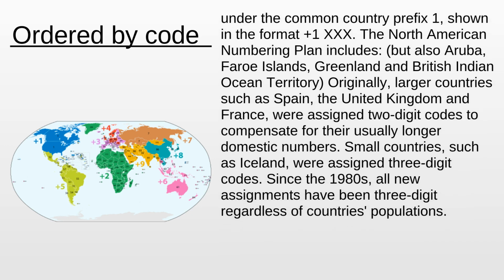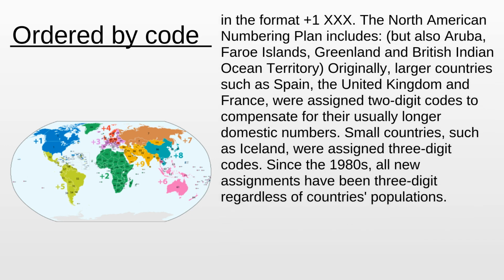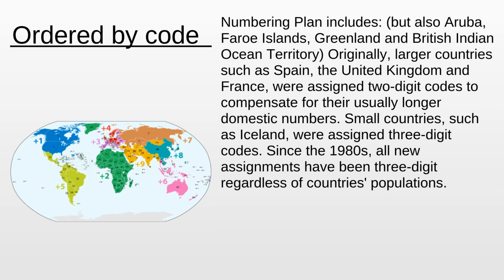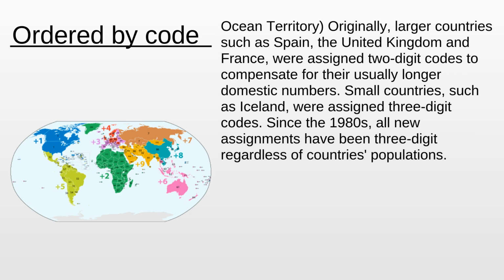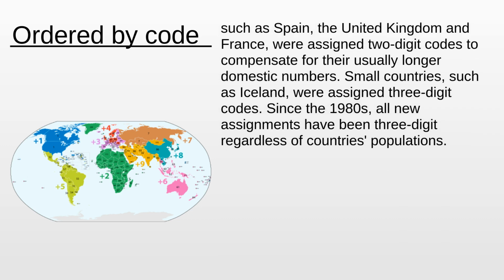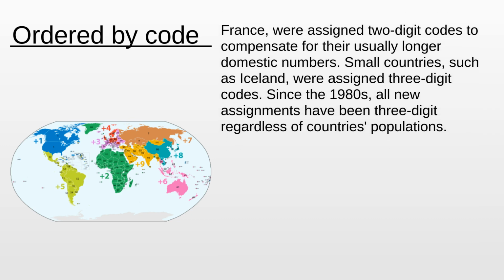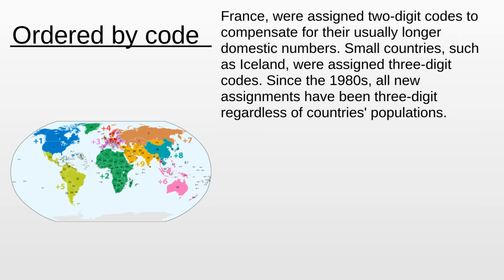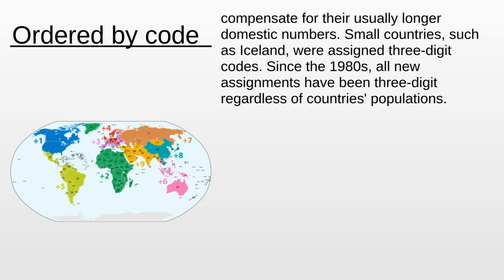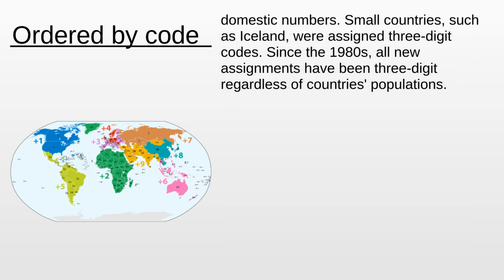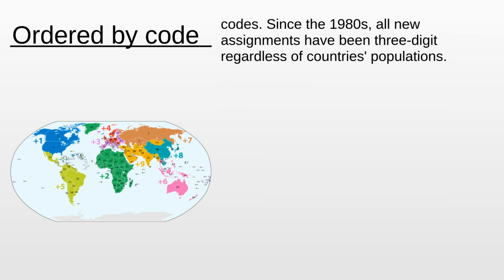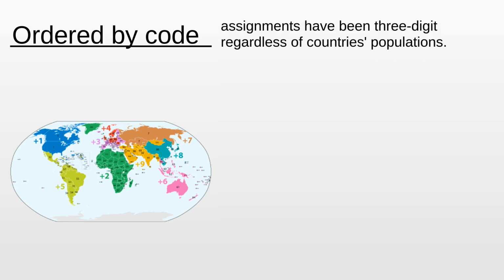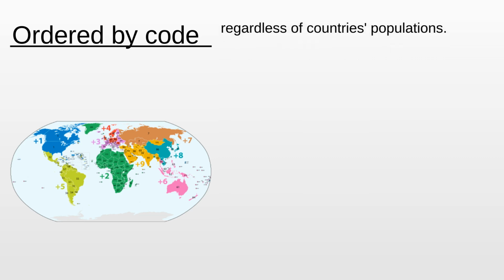The North American Numbering Plan includes, but is not limited to, Aruba, Faroe Islands, Greenland and British Indian Ocean Territory. Originally, larger countries such as Spain, the United Kingdom and France were assigned two-digit codes to compensate for their usually longer domestic numbers. Small countries, such as Iceland, were assigned three-digit codes. Since the 1980s, all new assignments have been three-digit regardless of countries' populations.